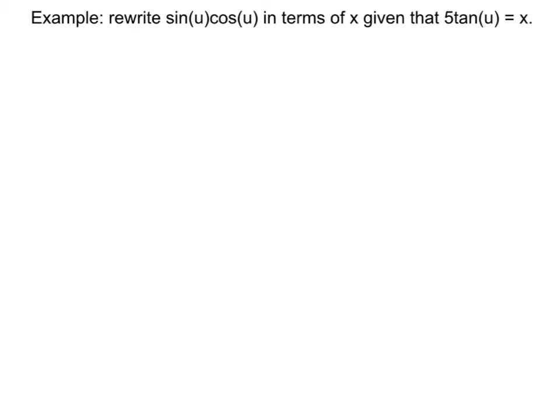So now, I want us to rewrite sine u cosine u in terms of x, given that 5 tangent u equals x. This may seem crazy, but the idea is, they want us to rewrite this in terms of x. So I basically need to figure out what sine u is and what cosine u is. The one given piece of information is that x is equal to 5 tangent u. When I see that, I see that tangent u is x over 5. I just gave the information in a slightly different way.